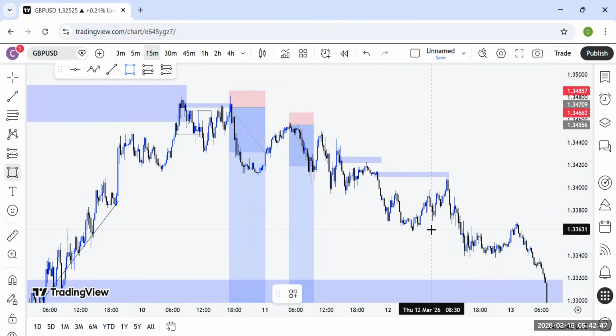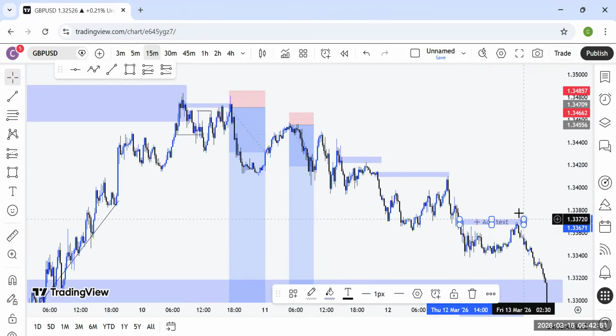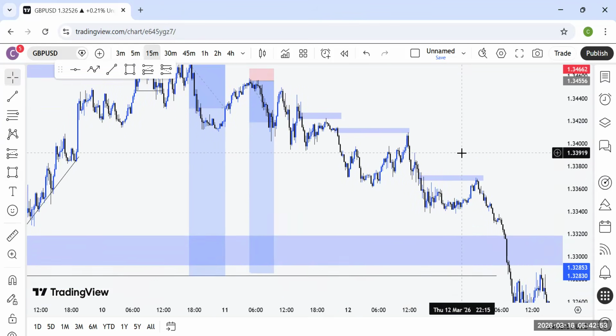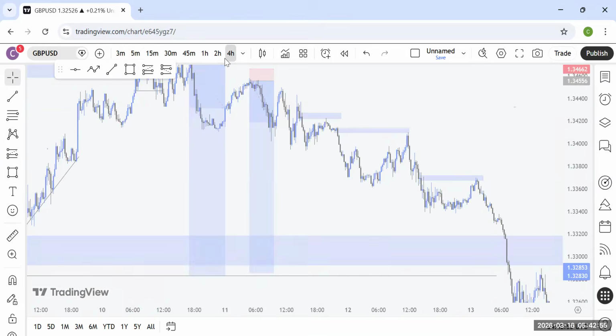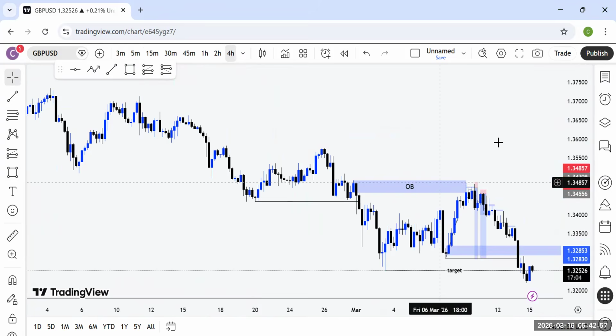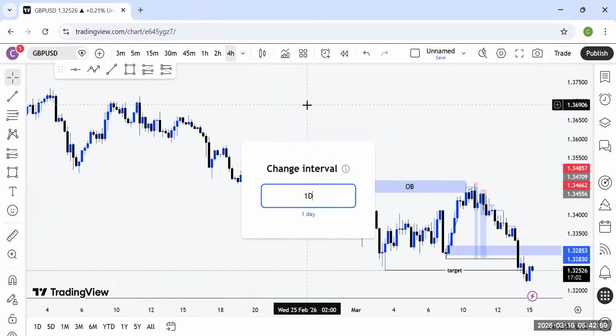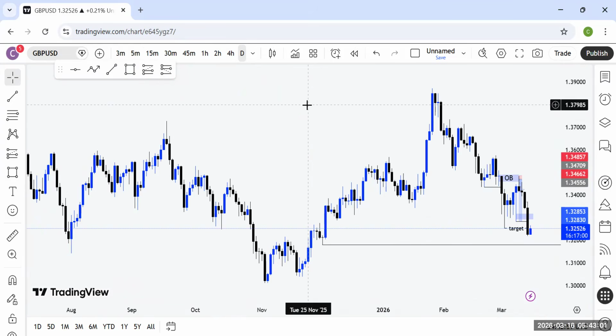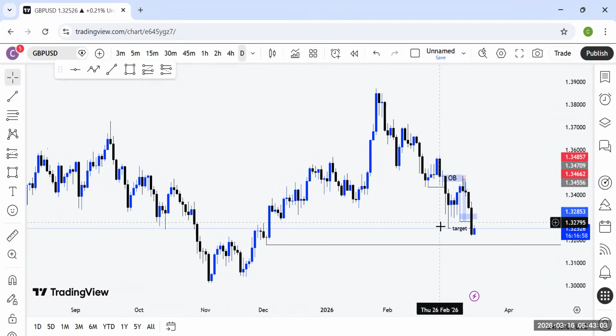So for those that watched and took advantage of it, it's good for you. This is the last opportunity the market gave over here. So my current bias on GBP is still bearish. I'm still bearish, and why? Because I went to the daily time frame. Let's get a clear bias now. On the daily time frame, the market is currently reacting from a daily time frame inducement.